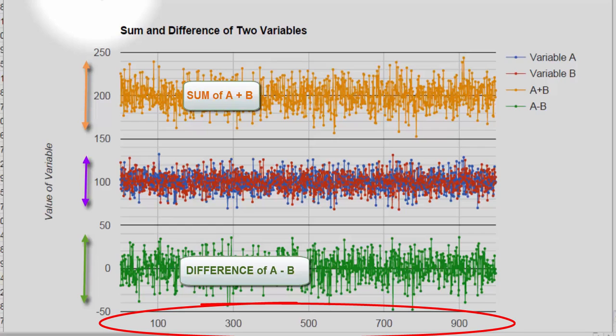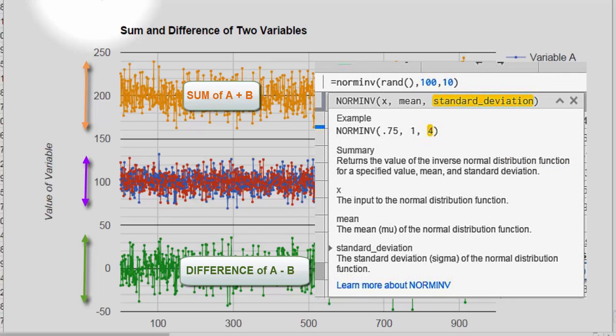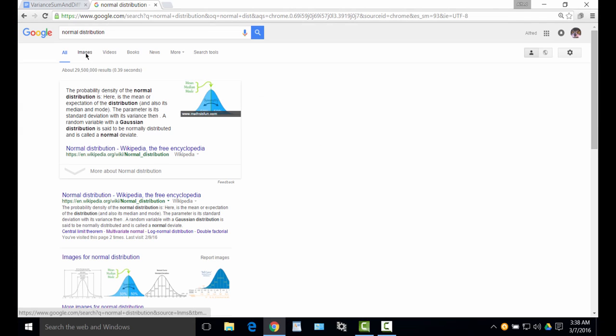On the x-axis, we had numbers from 1 to 990 something that showed what row A and B came from in the table. And on the y-axis, we plotted the values for A and B, which hovered around 100, but thinned out to about 70 at the lowest extreme and to about 130 at the highest extreme. And we decided that this is what we should have expected because we made the table using a formula for A and B that set the average to 100 and the standard deviation to 10.